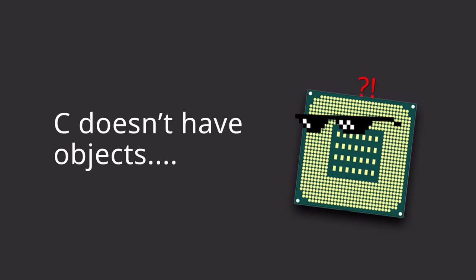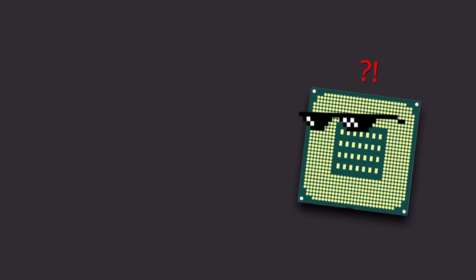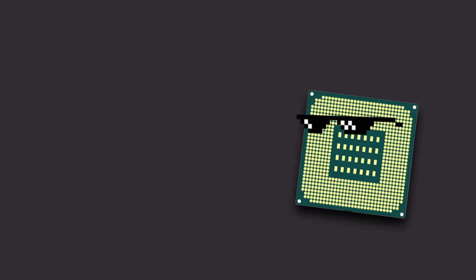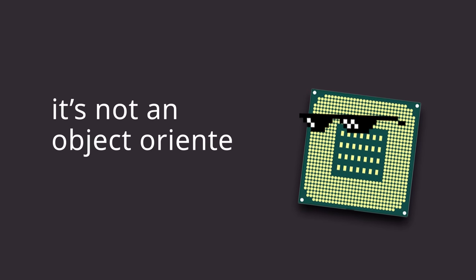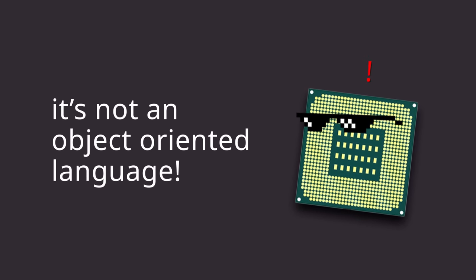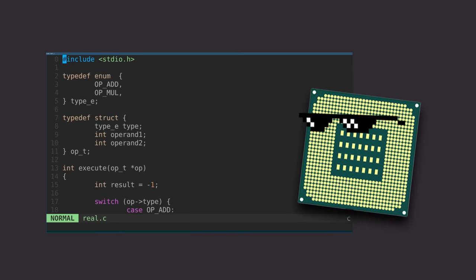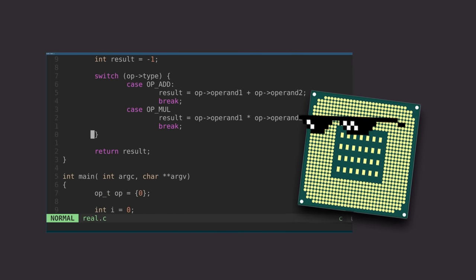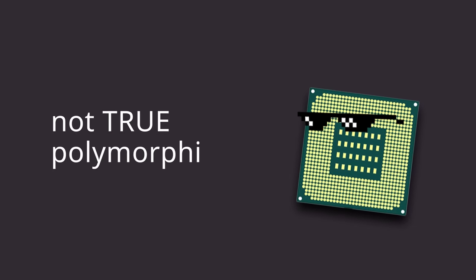But hold on. C doesn't allow for objects, so inherently, this code isn't really object-oriented. Actually, it can't be object-oriented. C is not an object-oriented language. So technically, this code isn't polymorphic, it's just well-written code.